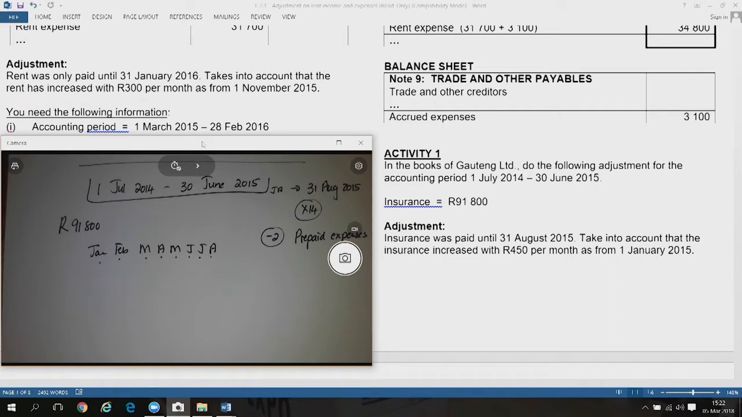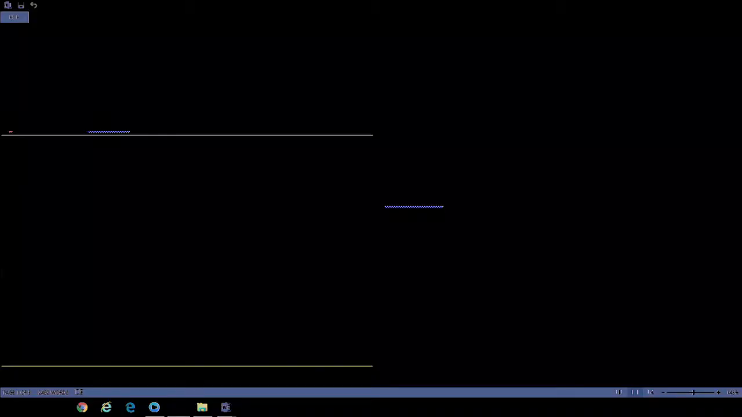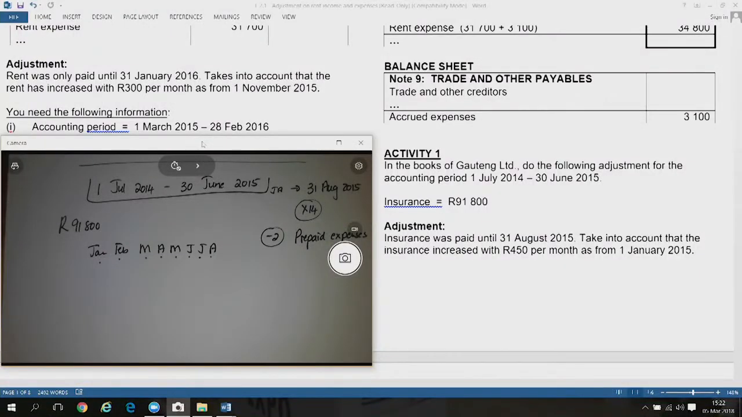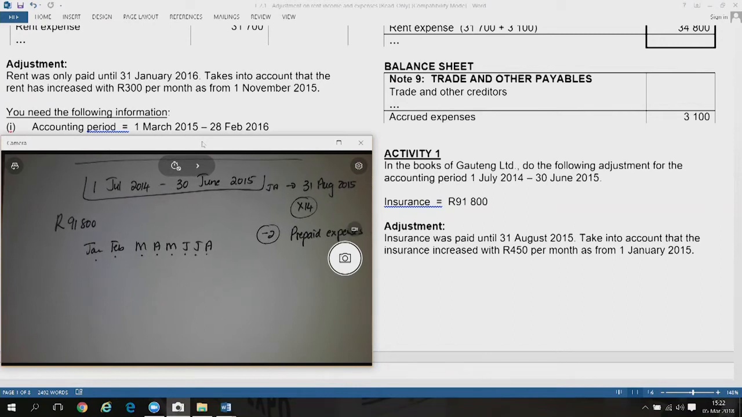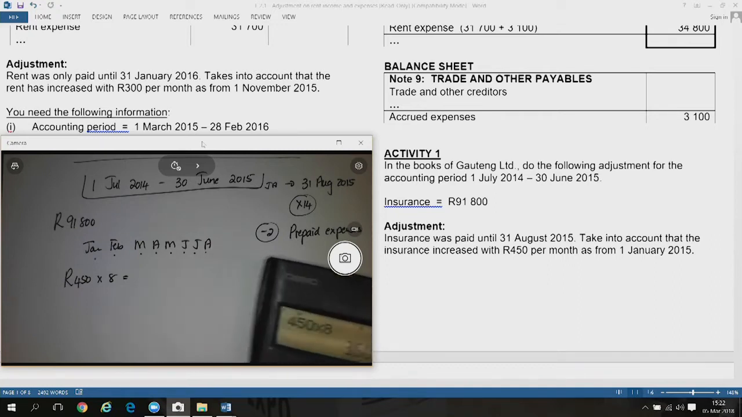We take away the increase for 8 months, then we can divide it by 14, and then we add the 450 back again, and then we are going to minus 2 months. So the first thing that you do, you take the 450 and you times it by 8. And 450 times 8 gives us 3,600 Rand.